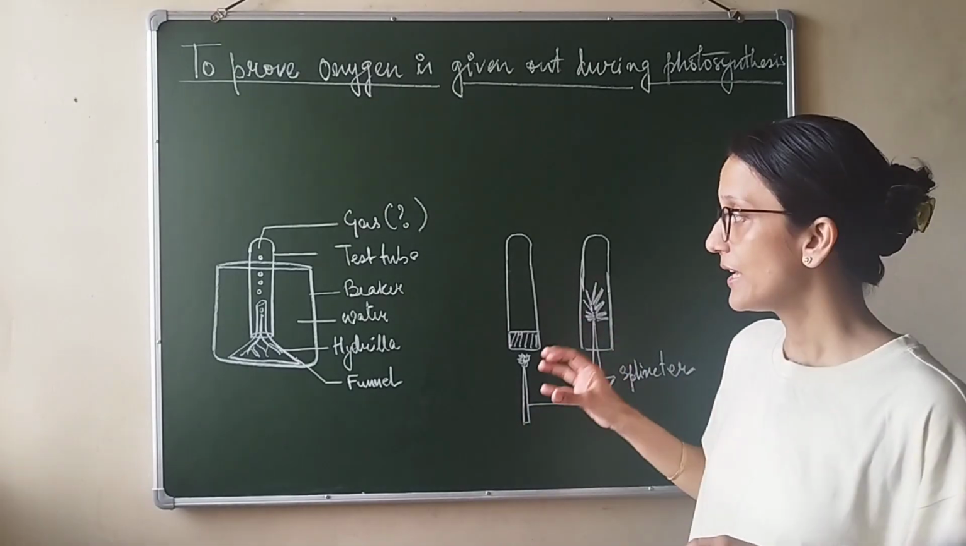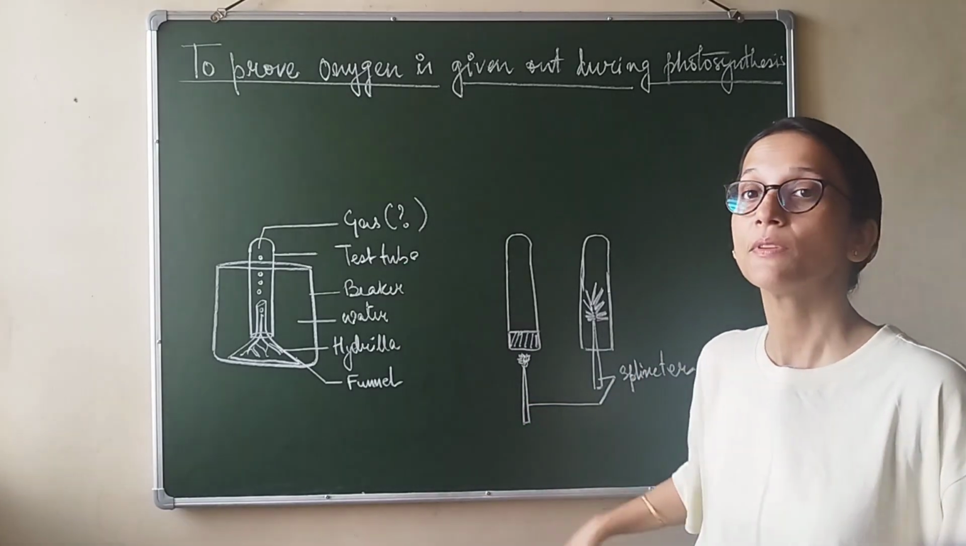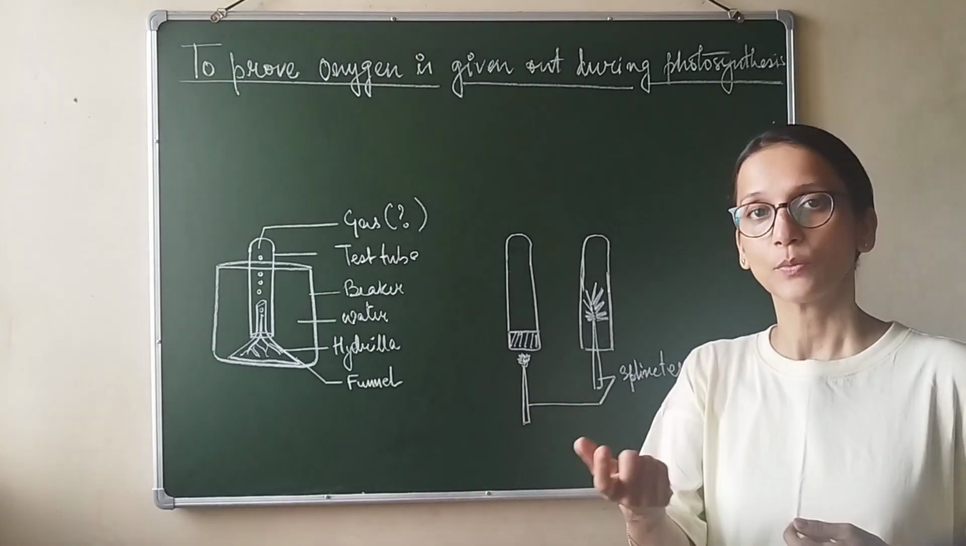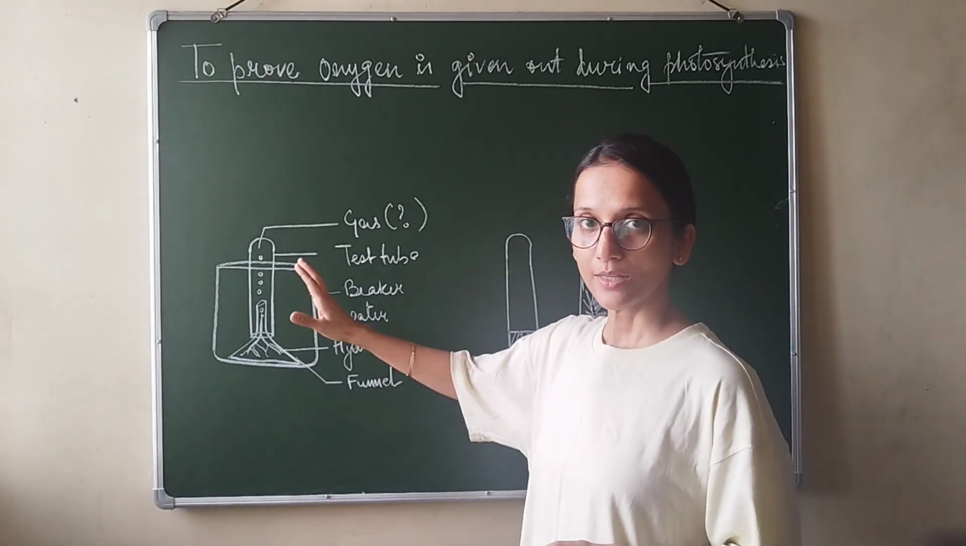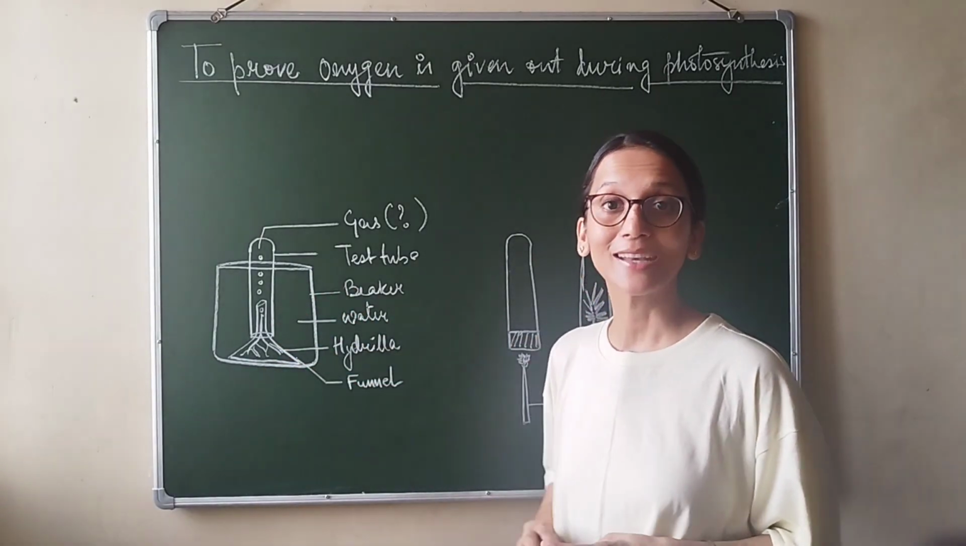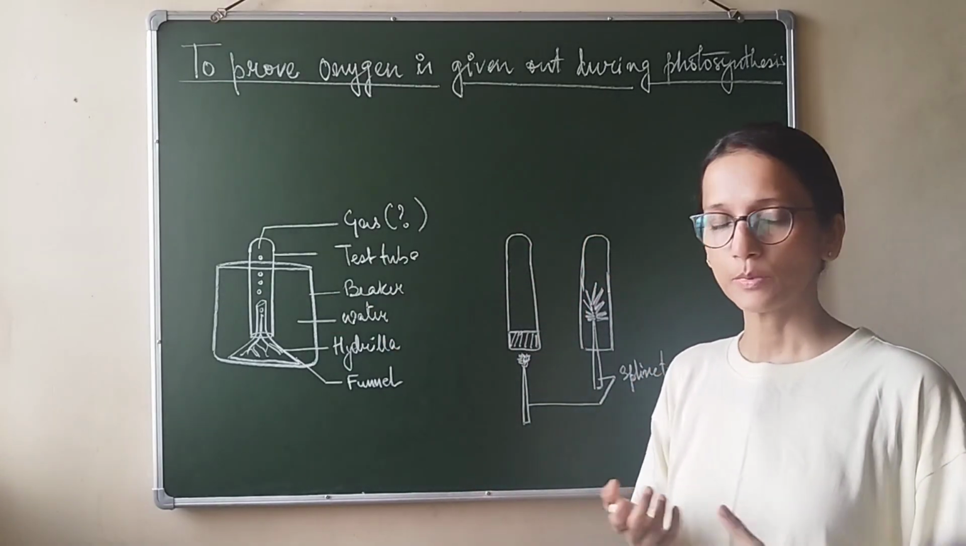So that is why we have wisely chosen an aquatic plant for this experiment, because with a terrestrial plant it will be very difficult for us to understand when the oxygen gas is getting released. So what do we do? We take a beaker, and in this beaker we take the aquatic plant hydrilla, and we fill the beaker with water, preferably pond water.